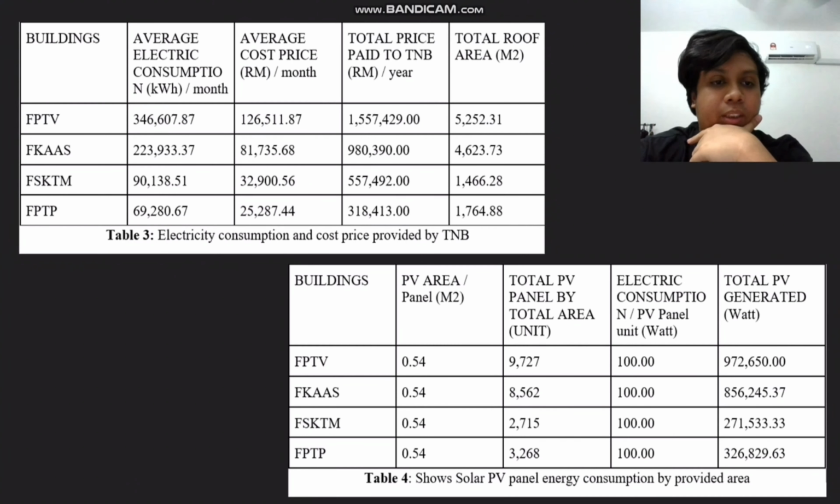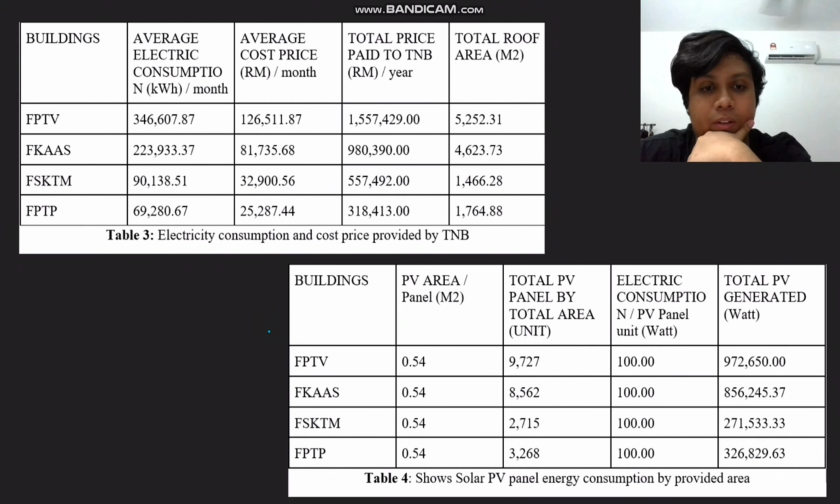Okay, for table 3, electricity consumption and cost price provided by TNB. So this is the buildings FPTV, FKAAS, FSKTM, and FPTP. And the average electric consumption, average cost price, total price paid to TNB, and total roof area. So this is the price of each building.